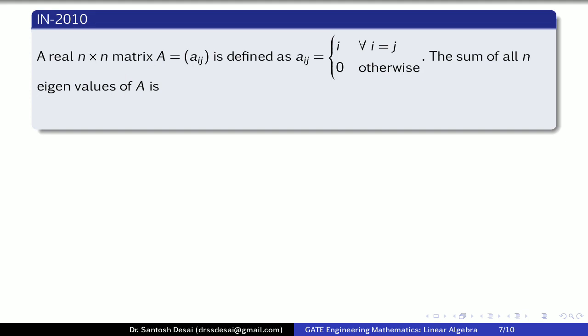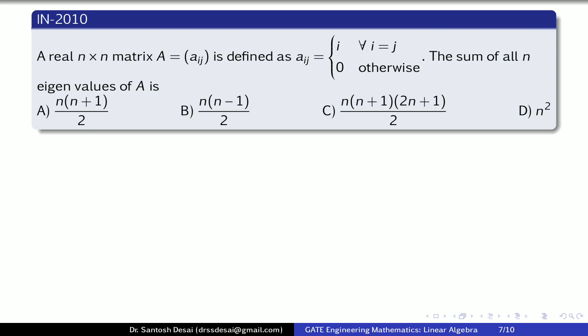Now let us consider the next one. A real n by n matrix A, with entries Aij, is defined as Aij is equal to i for all i equal to j and is equal to 0 otherwise. The sum of all n eigenvalues of A is. Now the four options are given.